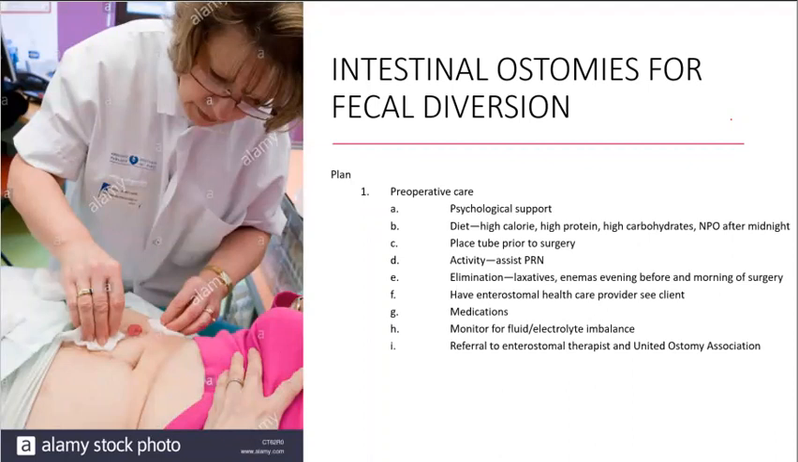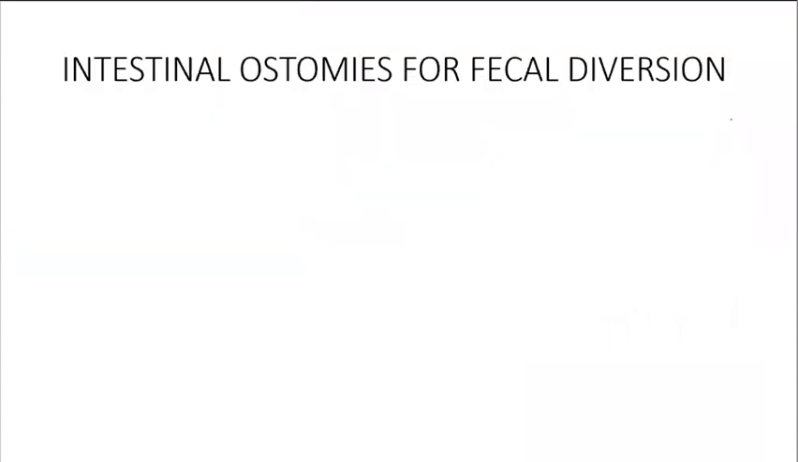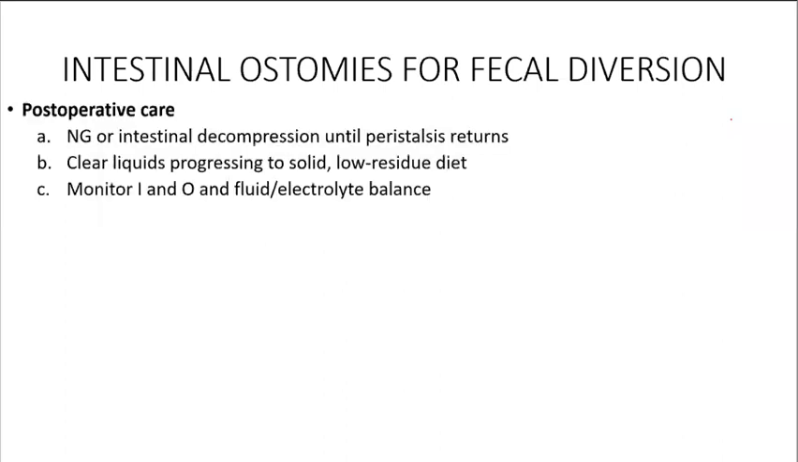So they support people that have these kinds of procedures and help to distribute supplies to their members so that they can better take care of themselves. So post-operatively, we want to have our NG tube, our intestinal decompression, in place until peristalsis returns. We want to maintain nil per oral. We'll need to give him clear liquids and progress to a solid, low residue diet.